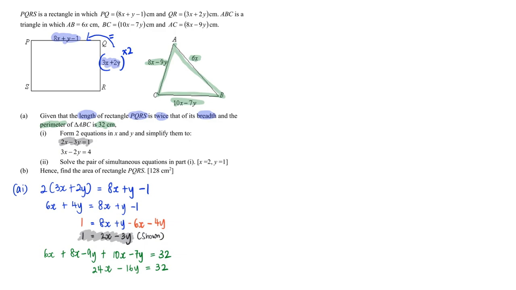And I realize all can be divided by 8. Divide by 8, divide by 8. You can do that for an equation, divide by the same number, and I will get my 3x minus 2y equals 4. Shown. I have gotten my second equation. Part A done.